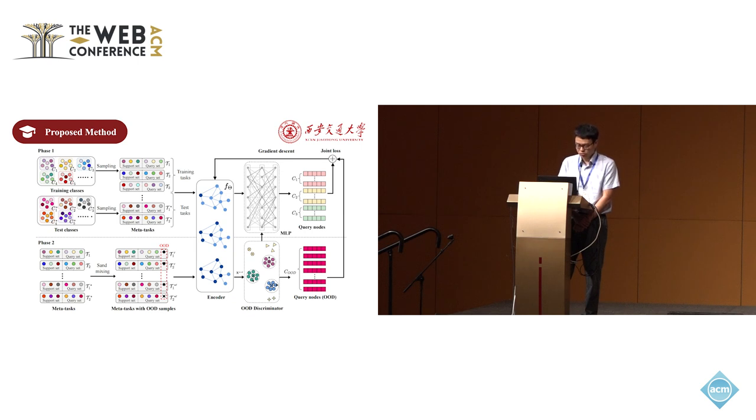We can also evaluate the performance of the OOD discriminator because we know the ground truth of those OOD samples. And we design a joint loss based on the OOD loss and the classification loss, and use it to train the GNN encoder. So the learned node embeddings can be suitable for classification and suitable for OOD detection.